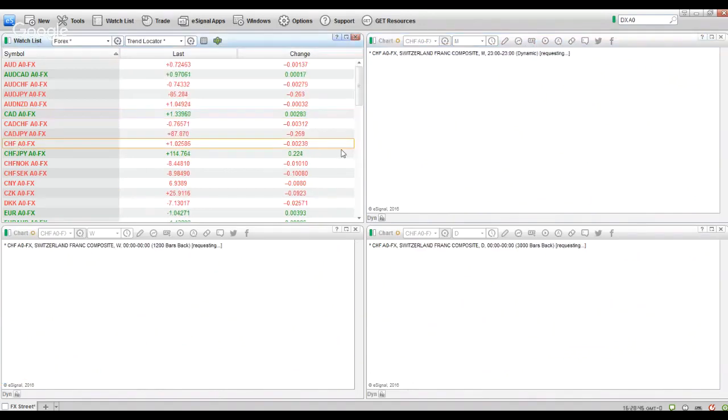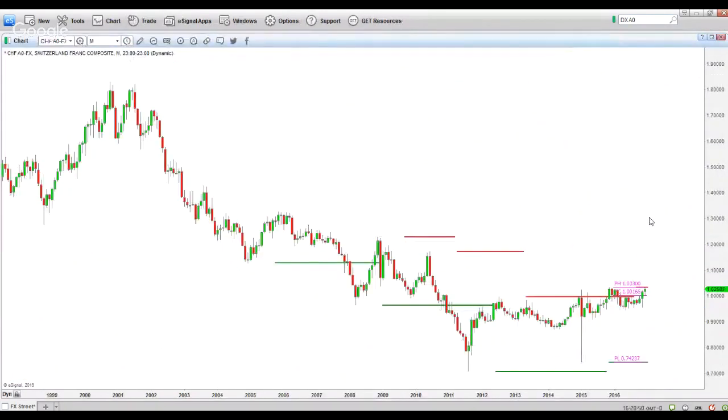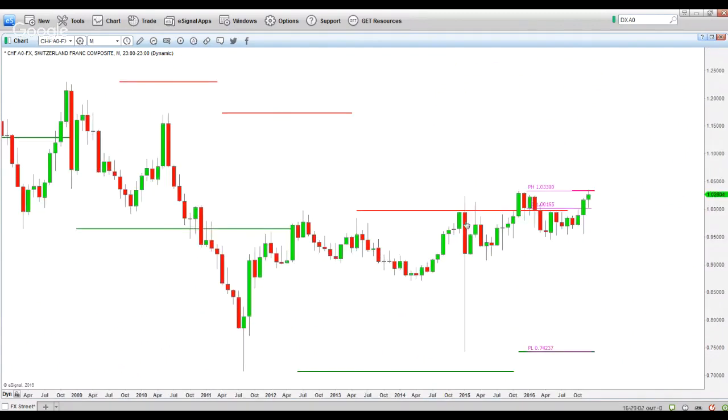Let's have a look at the US dollar Swiss franc. Now, I know the Swissy is not to everyone's liking, and that's because of the event that happened with the Swiss National Bank when the Swiss National Bank removed the peg against the euro at 1.2. If I just expand the charts, you can see this was that move that happened in a single day. Price fell several thousand pips, then reversed.